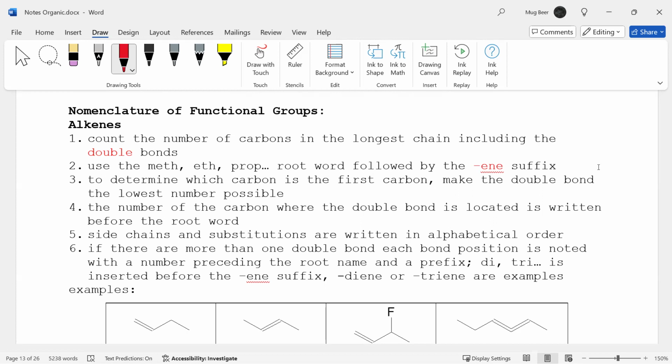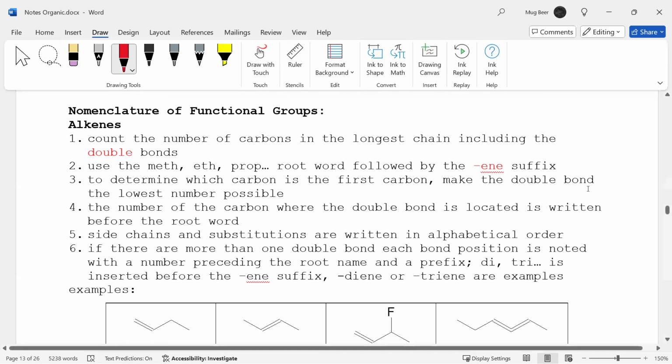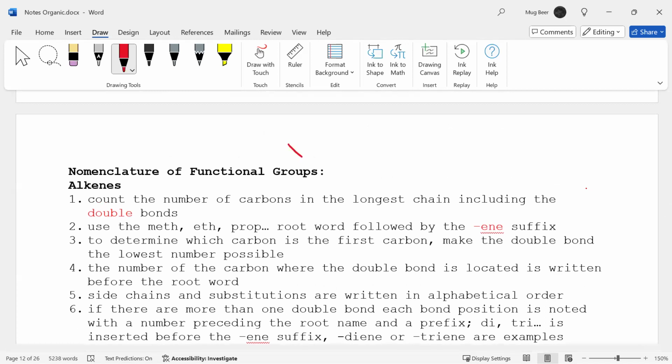So let's say I've got a big molecule. Two, three, four, five, six, seven, eight, nine, 10. And there's a double bond right here. This is going to end in an ENE, letting you know that there's a double bond there, even though most of the bonds in this molecule are single bonds. So how come the one double bond gets precedence over the fact that there are many, many more single bonds in the molecule? How come I'm not naming it for that?